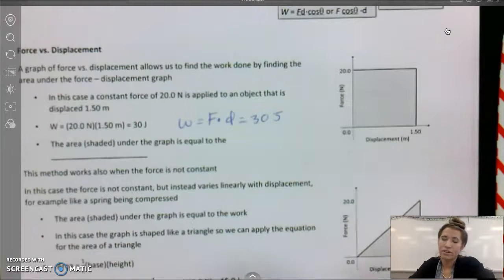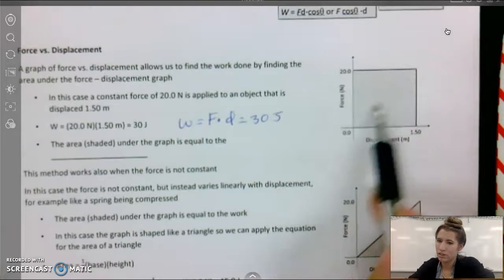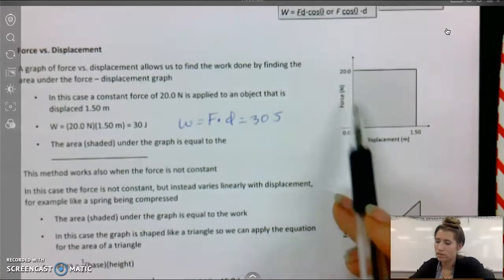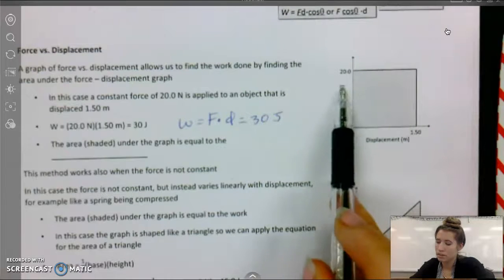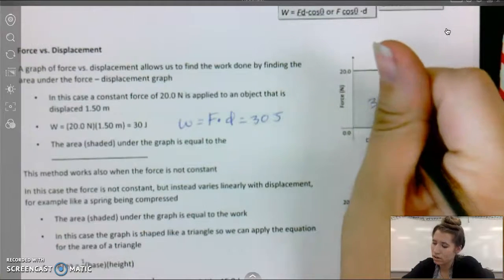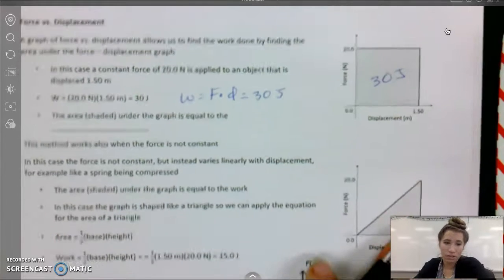Notice that the area under the curve is the same because it's base multiplied by height. So this gray area here under the curve is also 30, and we took base in meters multiplied by height in newtons, and that would give us joules. So this area under the curve is also 30 joules. So it turns out that when you take a force versus displacement graph and you find the area under the curve, that is the work as well.